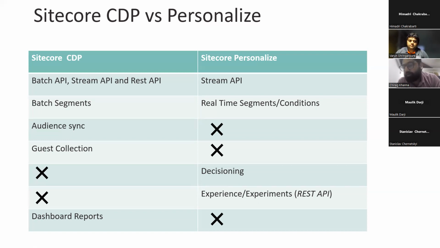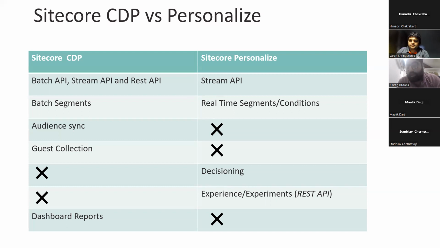If you opt for Sitecore Personalize, we will not be able to see the guest profile, which is like a dashboard created which shows entire data, such as when the user is visiting. Basically, you can consider it similar to the Sitecore Experience Analytics dashboard, right? So that is only available in Sitecore CDP, whereas it's not available in Sitecore Personalize, right?